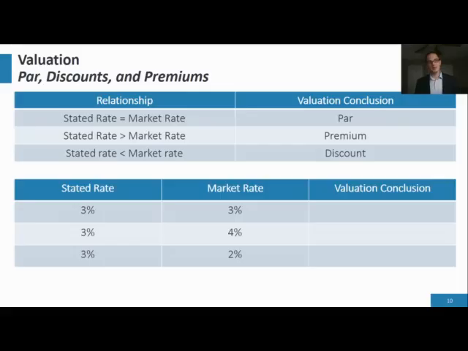So let's say 3% stated rate, but the market rate is 3, 4, and 2%. Our conclusions are relatively simple, right? Par if the 3% and 3% remain the same. Stated rate is less than the market rate, it's going to be a discount. And if the stated rate is greater than the market rate, then it's going to be a premium. So I encourage you to go through these slides and make sure you're able to test and understand why we reach these conclusions. So just go back and check if you can reach these same conclusions.